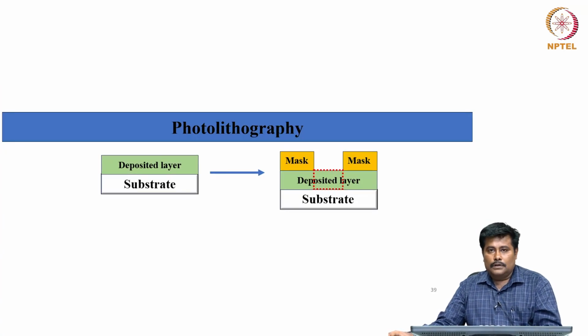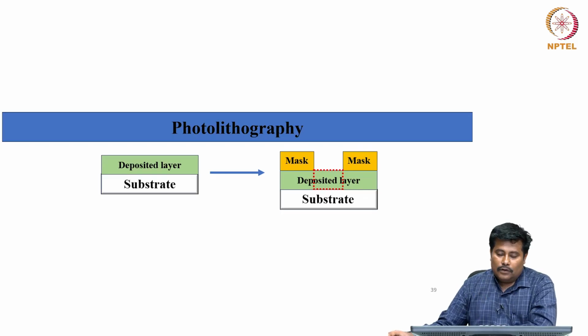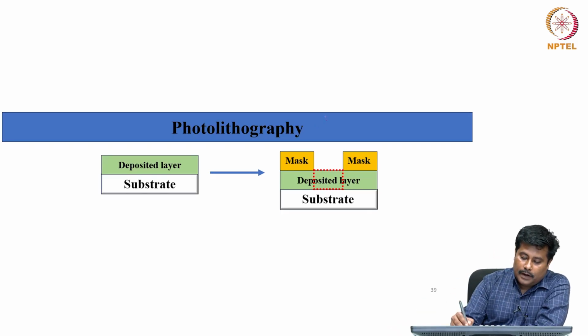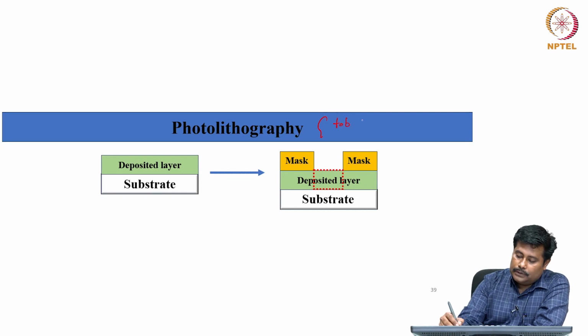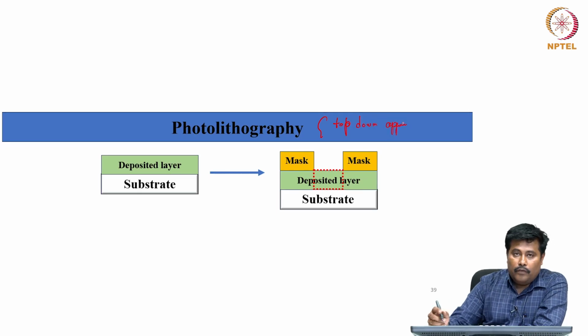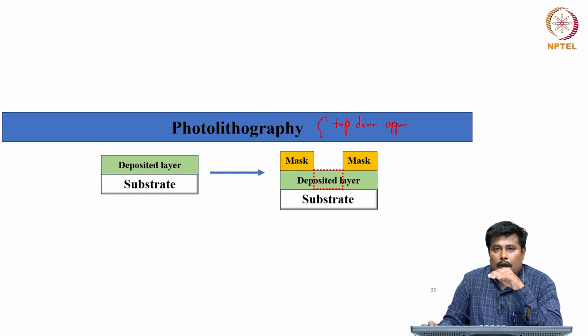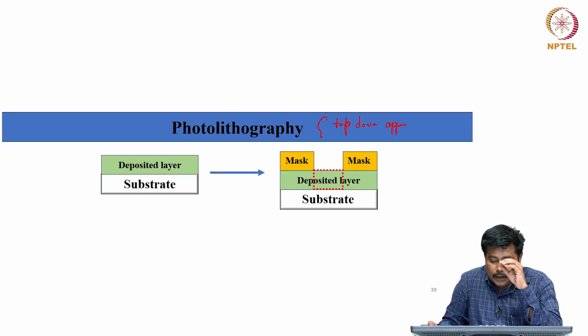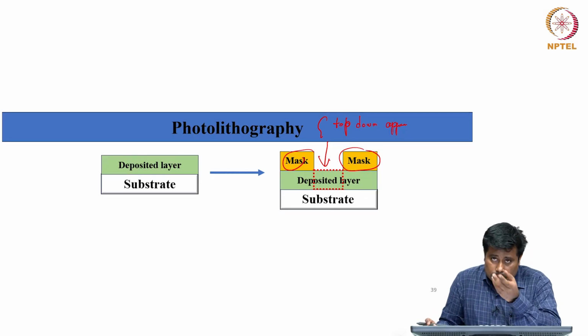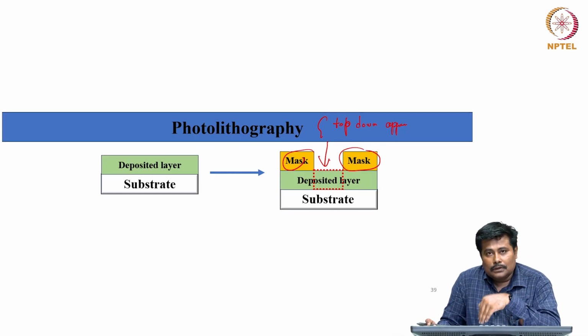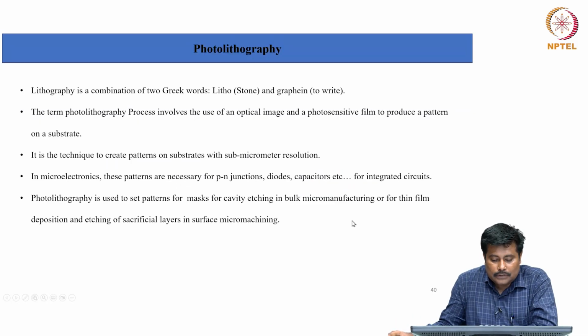Now, let us talk about the photolithography process. As we had discussed earlier, photolithography comes under the classification of the top-down approach, where we have a deposited layer and whenever we want to remove that deposited layer, we integrate a mask in this particular region and then expose it to a laser or, sometimes, chemical etching, so that we can appropriately remove the material based on our requirement.